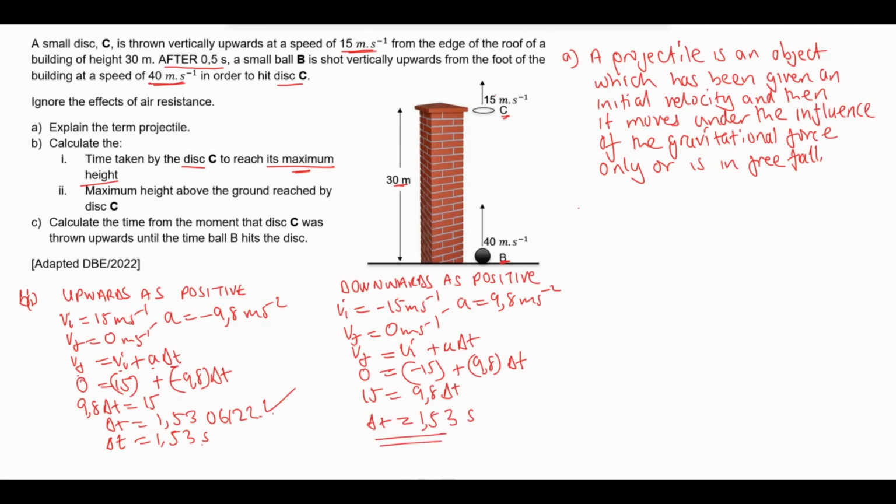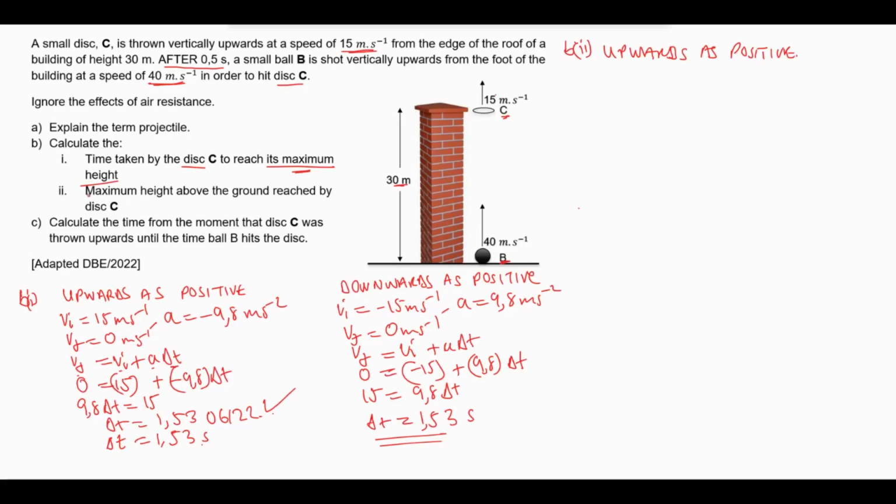Okay. Right, let's do B2. Let's use this space here. We need to calculate the maximum height above the ground reached by disk C. Right, if we take upwards as positive, we have what? Our initial velocity, 15 meters per second. We have our time, it's 1.53 seconds. We just got our time from P1.